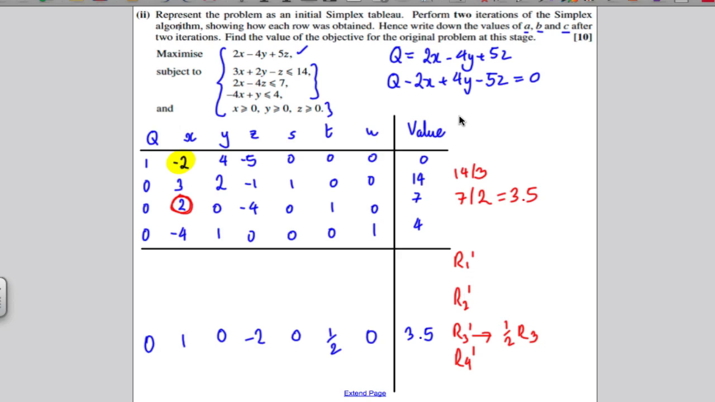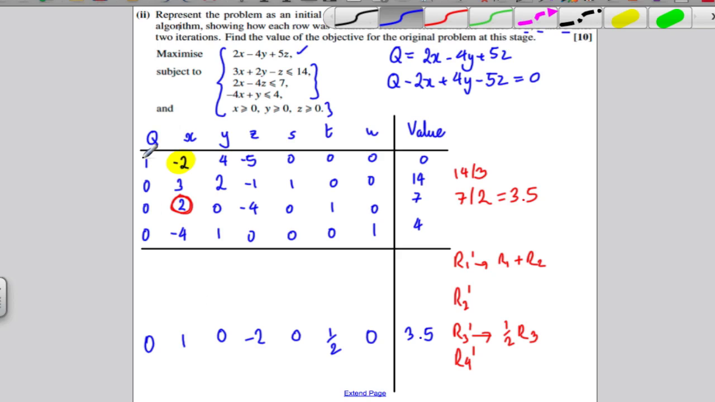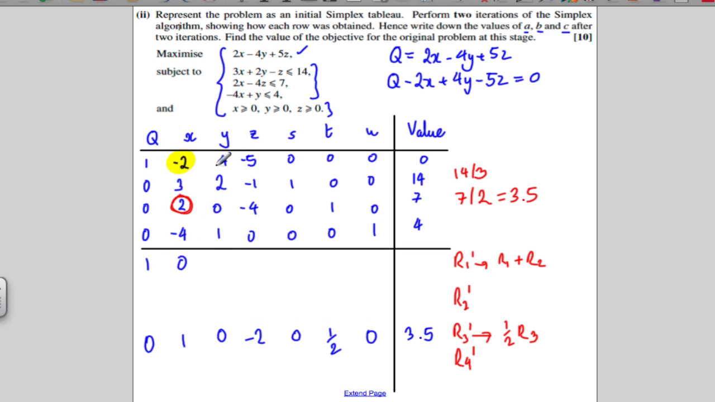Okay, to get the other ones, well, to get that to be a 0, all I need to do is take my row 1 that currently and add row 2. So my new row 1 is going to be my old row 1 plus row 2, right? So I'm just going to add that to that and write the answer. This plus this is 1. This plus this is 0. This plus this is 4. This plus this is minus 9. This plus this is 0. This plus this is 1. This plus this is 0. And 7 plus 0 is 7. Done that first one.